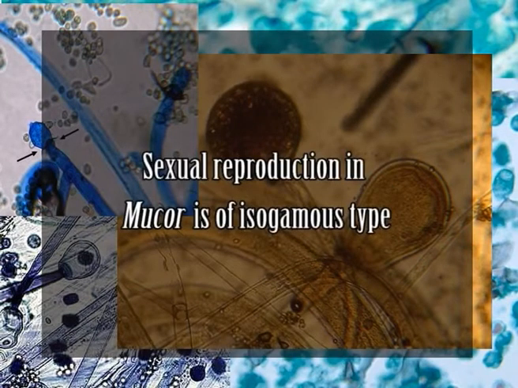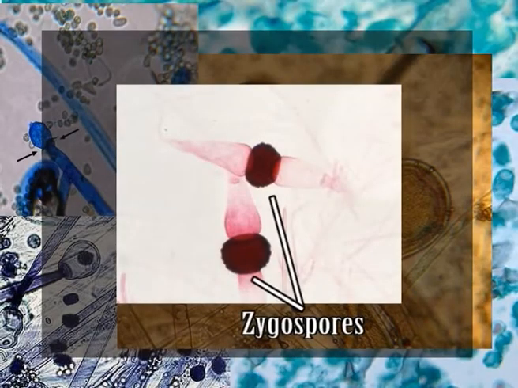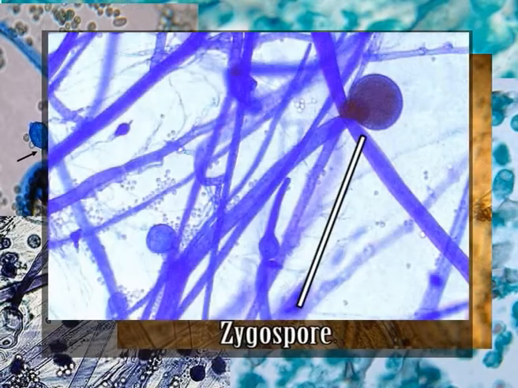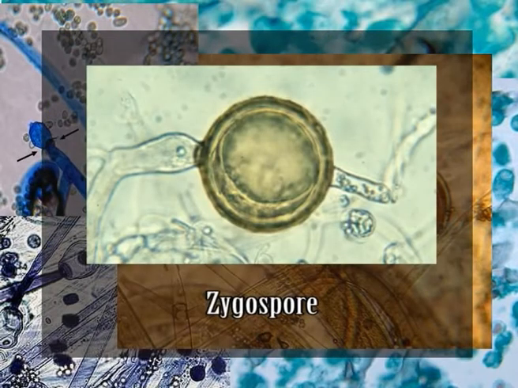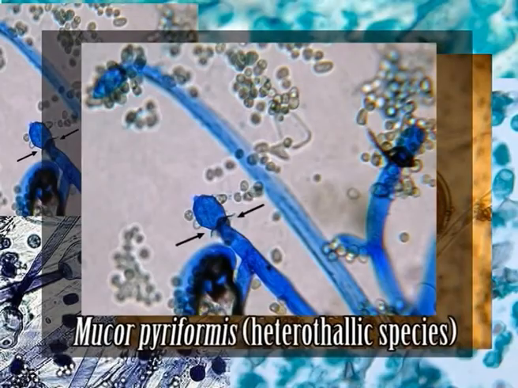Sexual reproduction in Mucor is of isogamous type, that is, the two mating gametes are morphologically identical. Some species are homothallic, but most of the species are heterothallic. The conjugation of two gametangia gives rise to a zygospore. In heterothallic species, zygospores are formed only when gametangia of compatible strains contact each other. The sexual act is initiated when hyphal branches of plus and minus strains contact each other.